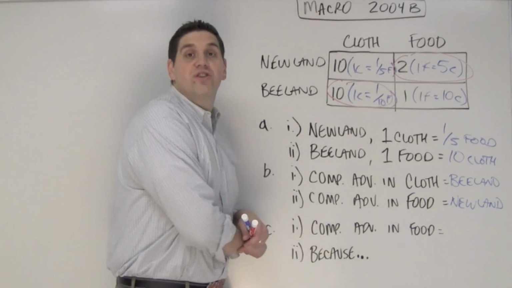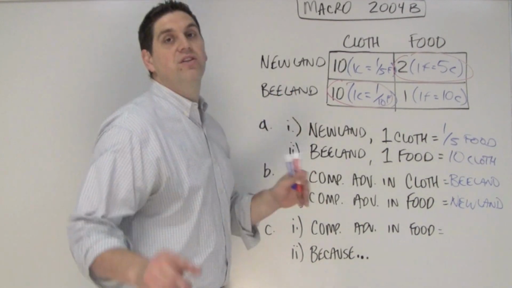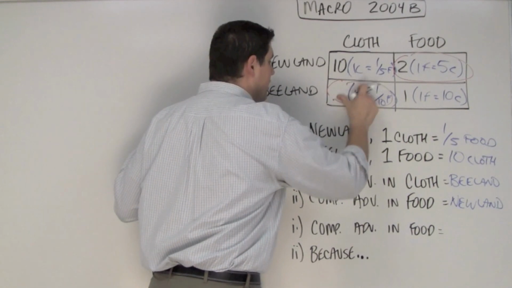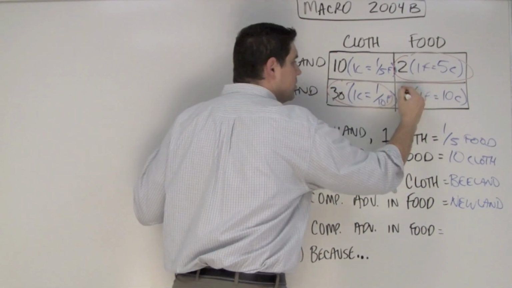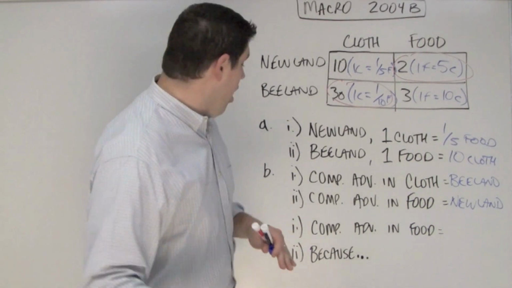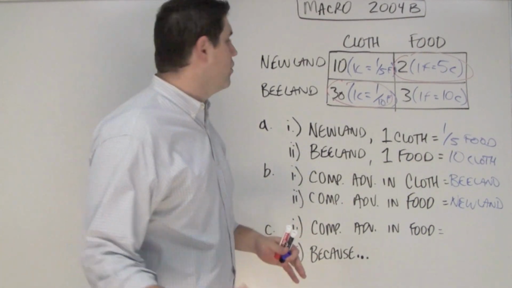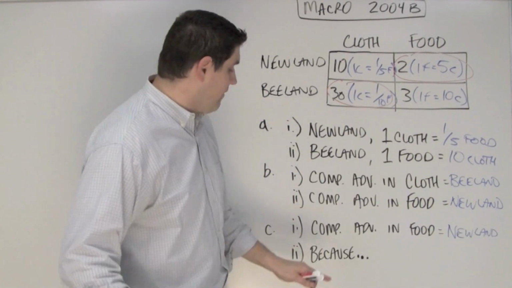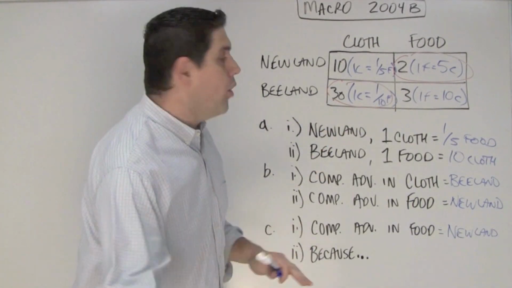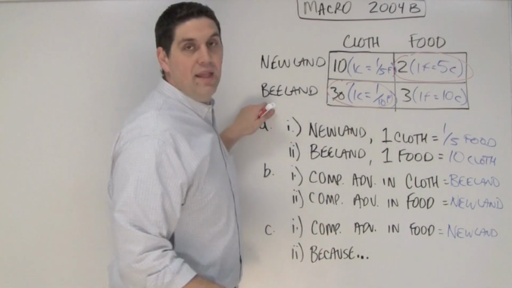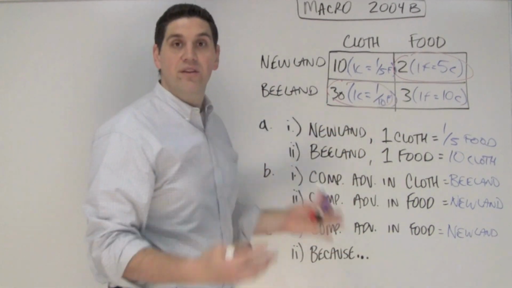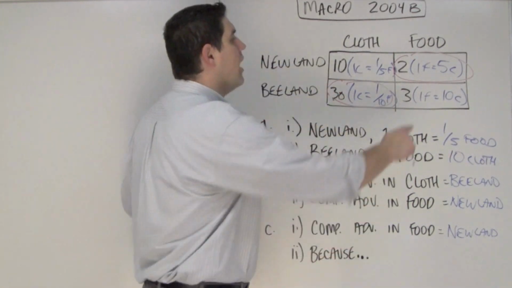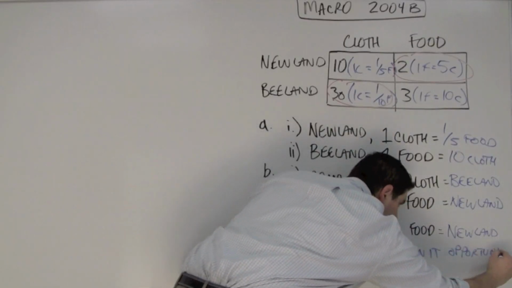Now it's on to the last part, question C. If in Beeland productivity triples, we're going to get some new numbers. That means this would go up to 30, and this would increase up to 3. Productivity has tripled. Now in that scenario, who has a comparative advantage in the production of food? Well, it's still Newland. Now this question says explain, so you have to write "because" and explain how you got that answer. Notice that even though productivity has tripled for Beeland, the per unit opportunity cost is still the same. So Beeland still has a lower opportunity cost in the production of cloth, and Newland still has a lower opportunity cost in the production of food.